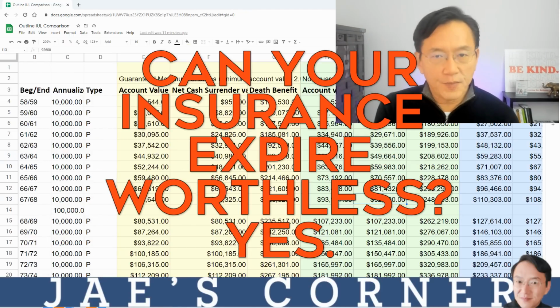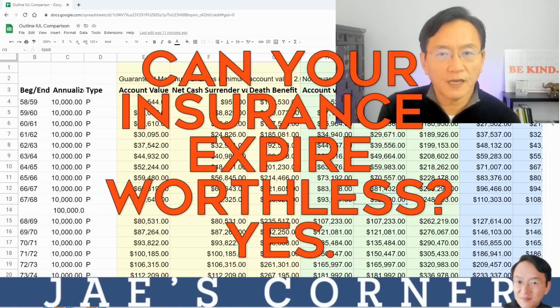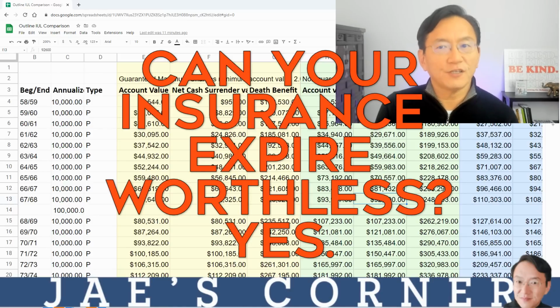The fact of the matter is that somebody you know may have received a notice from the life insurance company saying that your life insurance policy is going to expire if you don't make a big payment of premium. How can this happen? Can this happen in Index Universal Life? The answer to that is yes, it can happen.